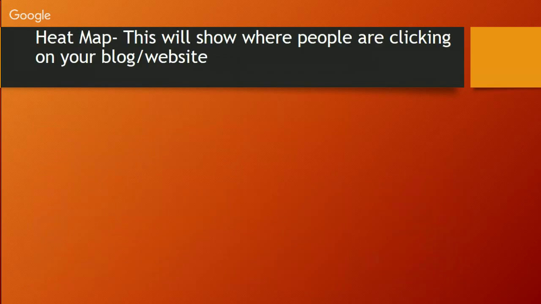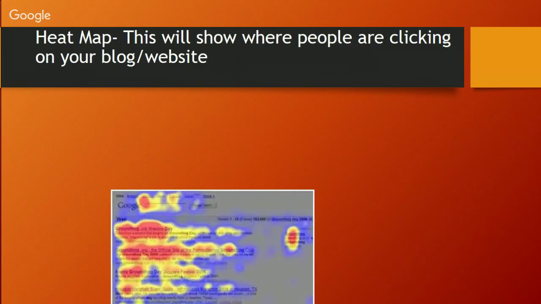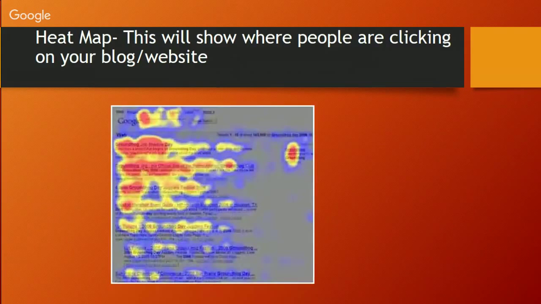Another one that a lot of people who are very analytical, who want to take their business to the next level, who are really statistic-minded, will use is called a heat map. This will show you where people are clicking on your blog and on your website. If you look in the background, you can see it's google.com, and the red is where people click on it. The blue is where people don't click.